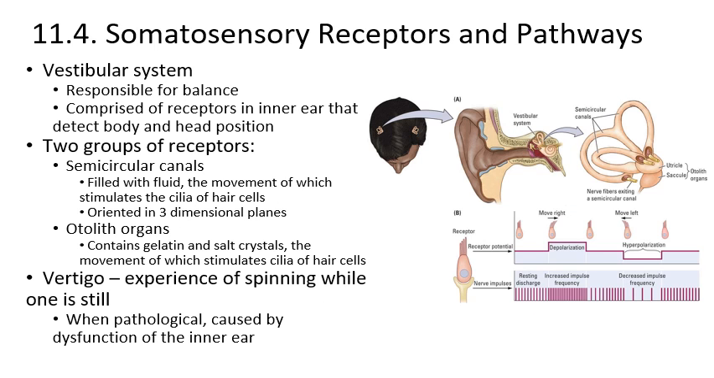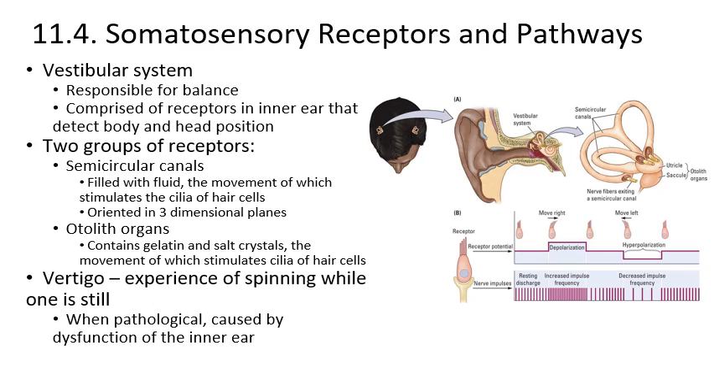Moving on to the vestibular system. This is the system in your inner ear that's responsible for balance. It is comprised of receptors in the inner ear that detect your body position as well as your head position. There are two groups of receptors that do this, and they're right there on the cochlea, if you remember from the auditory chapter.